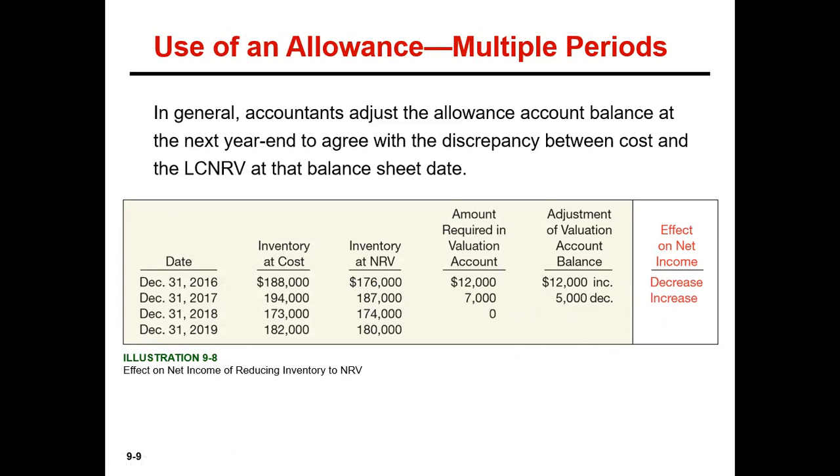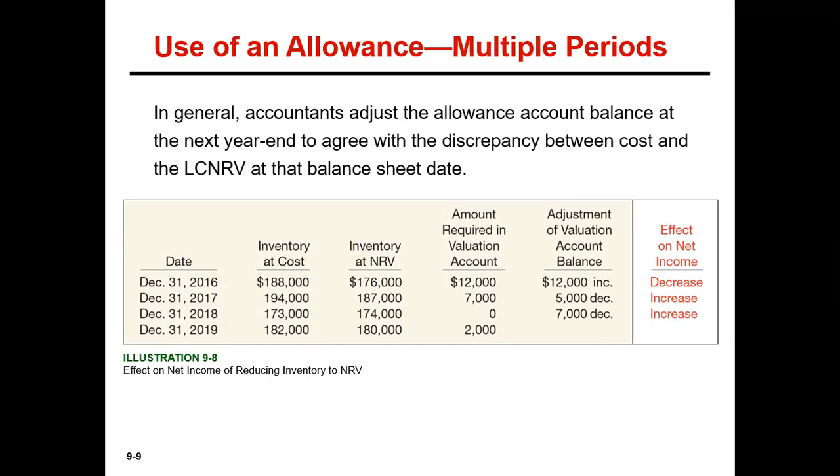All right, the next year cost is 173, net realizable value is 174,000. I guess on this one, amount required in valuation account, maybe because it's so close, they're showing a 0 here. That's strange. I didn't realize that.